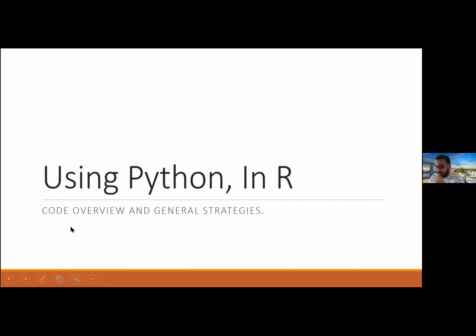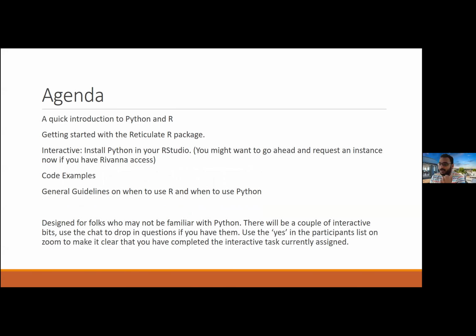So we're basically going to focus on a quick introduction to Python and R, which I guess everybody's really familiar with, but it's just going to be a quick primer before we get into the actual reticulate package. Reticulate is the R package that acts as an interface to Python environments or Python code in general, and lets you run Python code inside R.